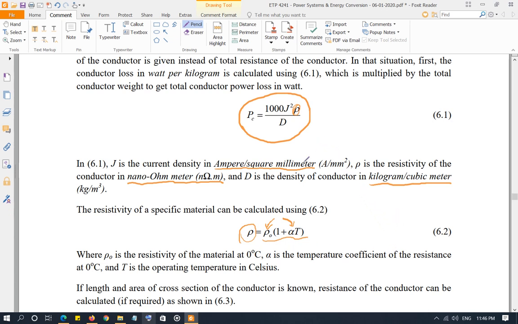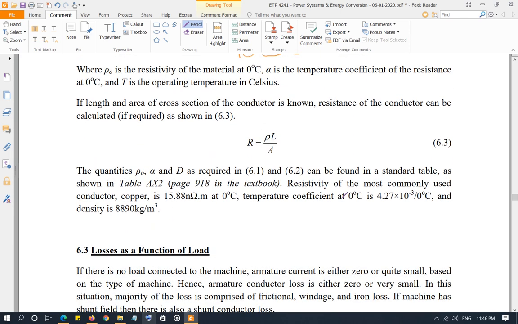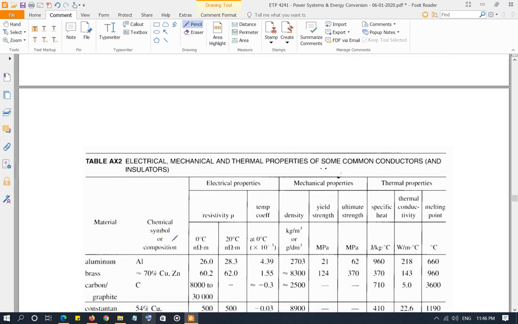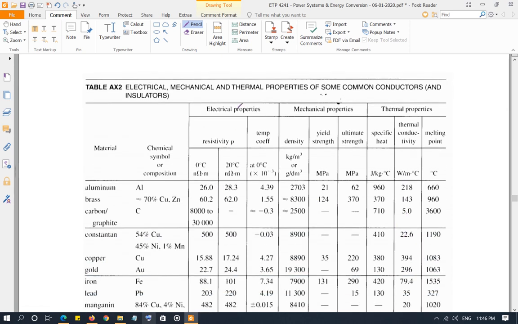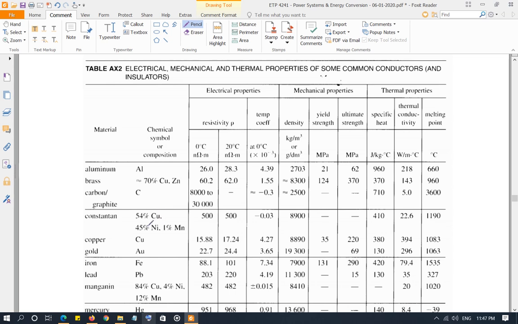J is usually again obtained from the table, and D is obtained from a table. And that table that I'm referring to is in your textbook on page 918, table AX2. And I'm putting the image of that table over here as well. So observe, you have the electrical properties, mechanical properties, and thermal properties of most commonly used conductors and insulators. So the one that we use most commonly, of course, is the copper right here.